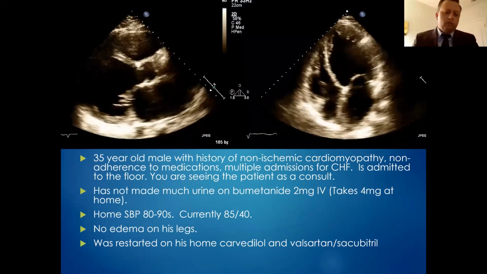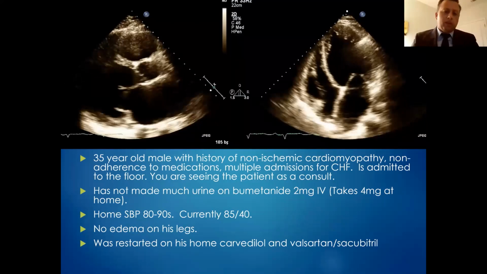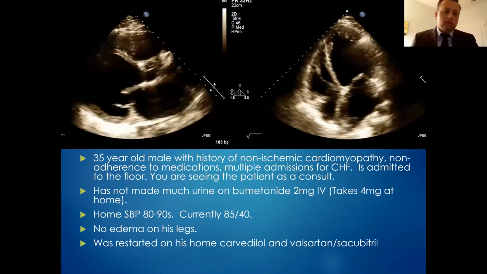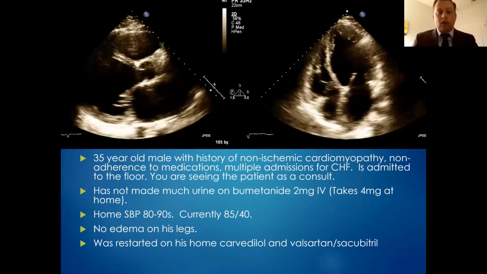When you go to see him, you'll note that his JVP is elevated up to his ear, and that he does have cold or cool lower extremities. And so this is the type of case where it becomes much more difficult to say whether or not the patient is truly in cardiogenic shock.